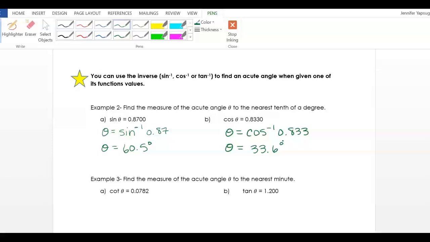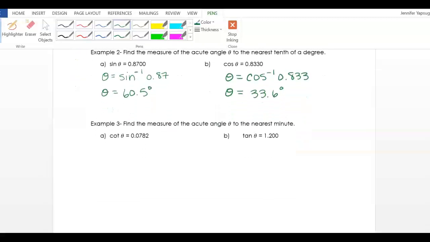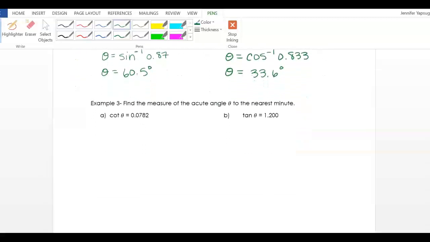All right, and then finally, we are going to do the same thing, but if you notice that the directions are a little different because we are not going to round our answer to the nearest tenth this time, we're going to round it to the nearest minute. So it's just going to entail one more step.